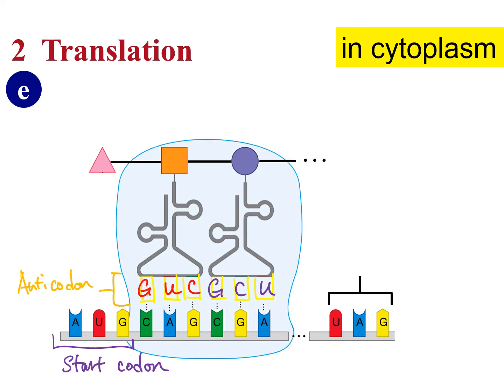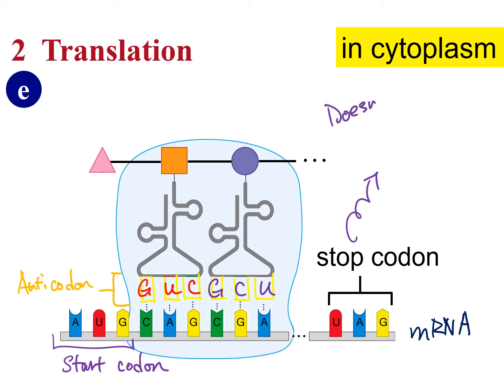The translation process, that means the joining of the amino acids, will continue as the ribosome moves away from the start codon, and it is going to stop when it reaches the stop codon on the mRNA. Why would the joining of the amino acids, the translation, stop? This is because the stop codon does not code for any amino acid.